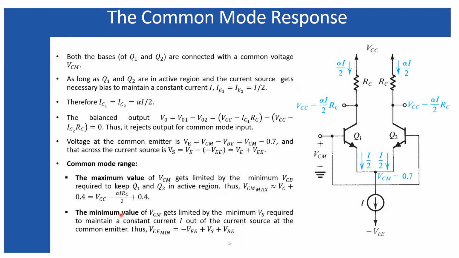Similarly, the minimum voltage that you can apply is until the bias across the current source is going out. Therefore, from this equation, Vs, which I obtained over here, is equal to VE minus VB plus VEE, with VB being the common mode voltage VCM, and that is the voltage across the current source. From here we can easily find the minimum value of VCM that we can have, and that minimum value I have obtained is written here.